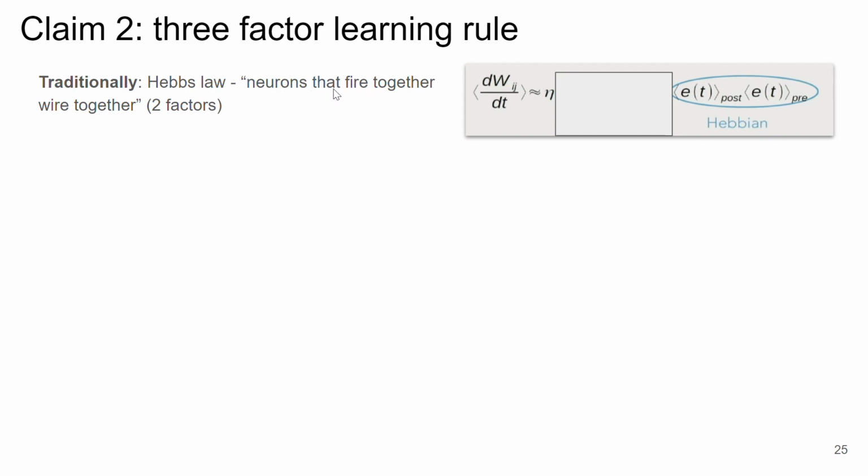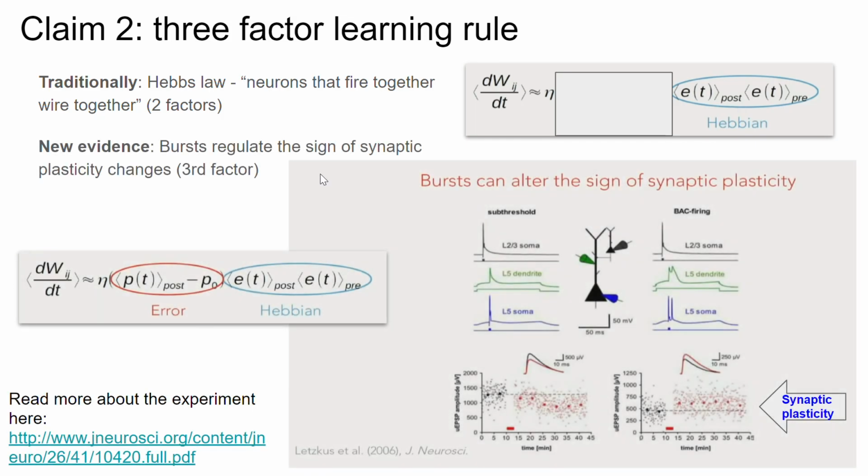The idea is that neurons that fire together wire together. So your synaptic plasticity gets higher if there is strong correlation between your pre and post synaptic firing. And the same is represented here. This is the event rate of your post neuron, and this is the event rate of your pre neuron, and your weight change will be dependent on that. But new evidence, especially in pyramidal neurons, suggests that there is a new factor that regulates the sign of plasticity change.